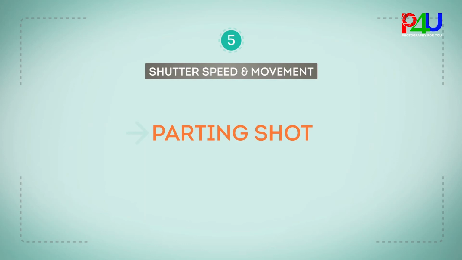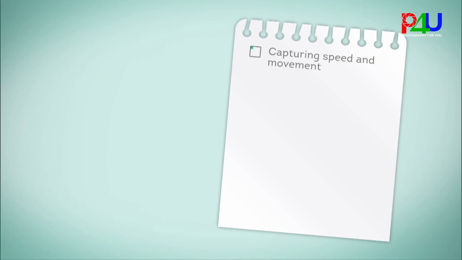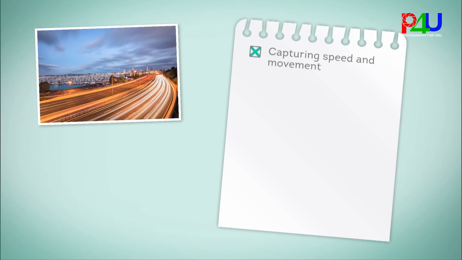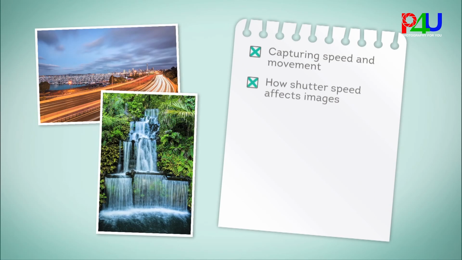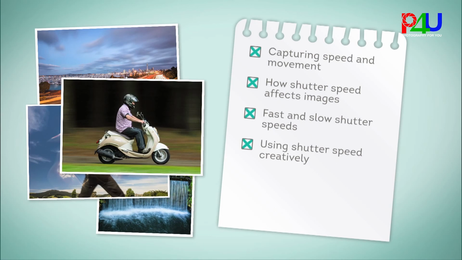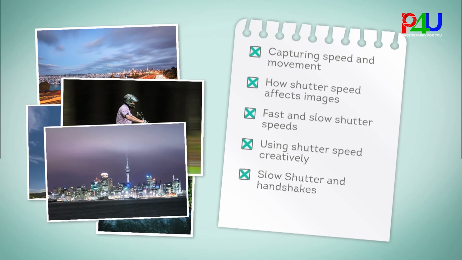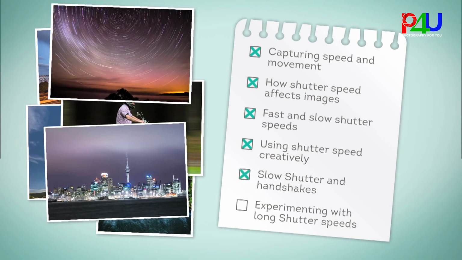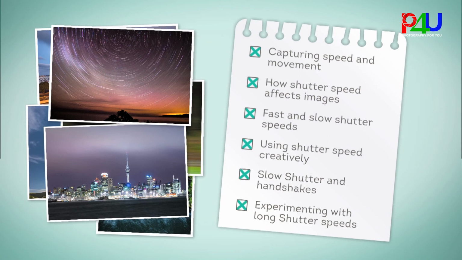We have discovered many new things today, so let's have a quick recap of what we have learned. Capturing speed and movement, how shutter speeds affect the image, when to use fast and slow shutter speeds, how to use shutter speed creatively, slow shutter and handshakes, and experimenting with long shutter speeds.